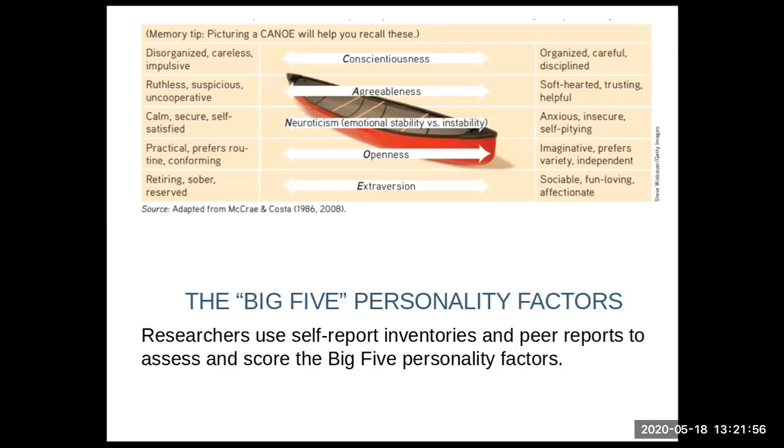And of course, introversion and extroversion. On the very low end are those words: retiring, sober, reserved, very introverted. And on the extroverted side, sociable, fun loving, and affectionate.